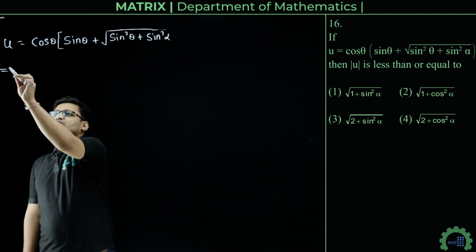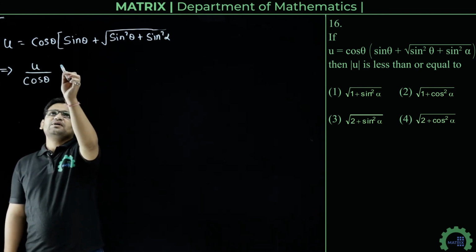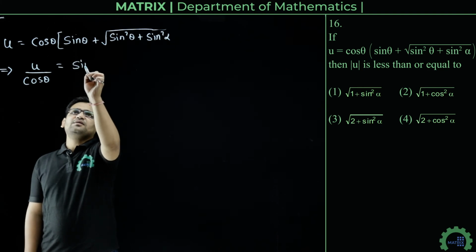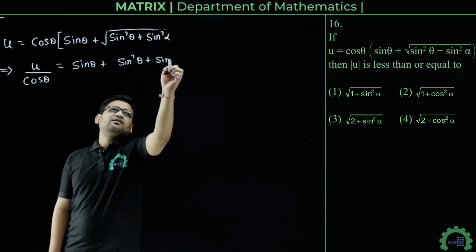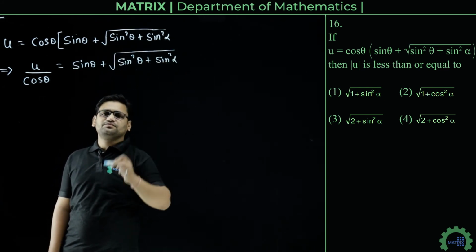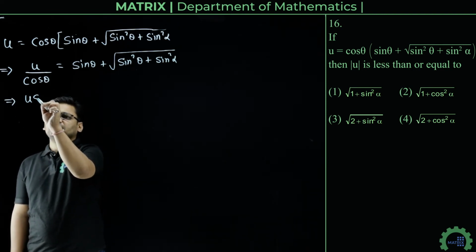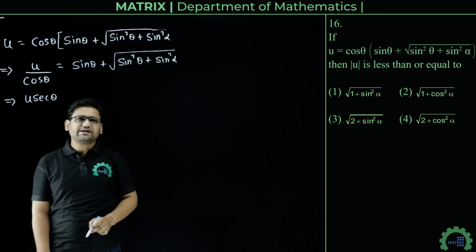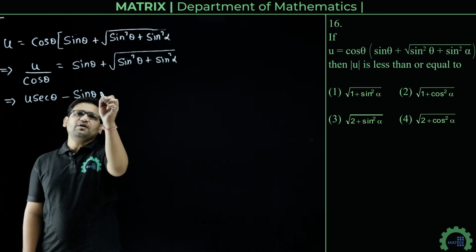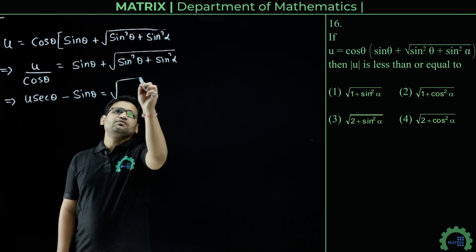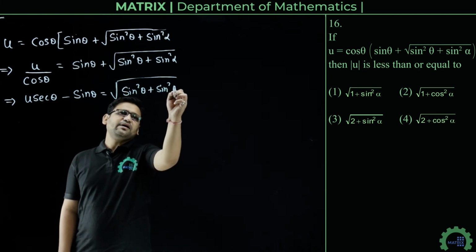Now taking cos theta to the LHS, we get u upon cos theta equals sin theta plus square root of sin square theta plus sin square alpha. Or we can write this u upon cos theta as u sec theta, as we know that 1 upon cos theta is sec theta. Again taking sin theta to the LHS, we get u sec theta minus sin theta equals square root of sin square theta plus sin square alpha.